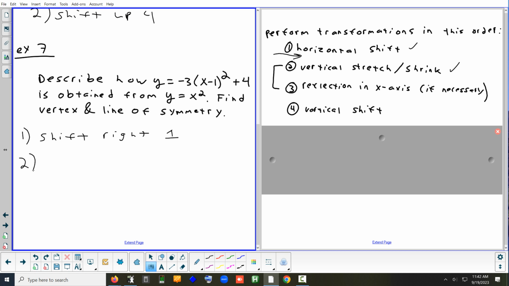Next thing we look for is any vertical stretching or shrinking. What number do we focus on for that? The 3, just the 3. The negative is a separate thing. Okay, so the 3, how would you describe what the 3 is going to do? Vertical stretch by a factor of 3. So that's a vertical stretch by factor of 3. Perfect.